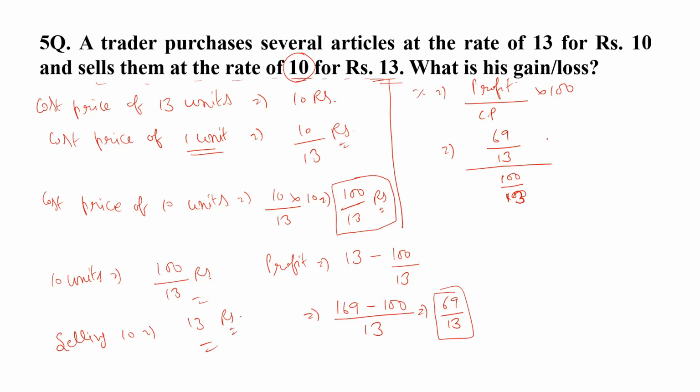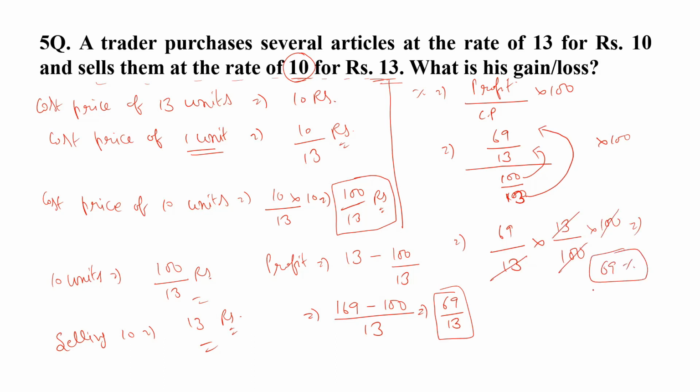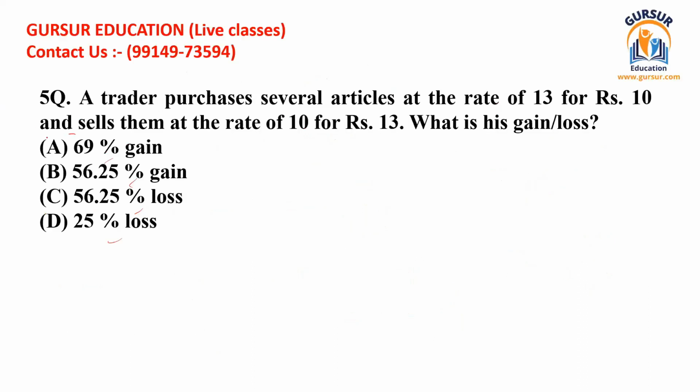You have to multiply all of this by 100. So in this case, that shall become the numerator, and that shall become the denominator. So you can write 13 here, you can write 100 here, and 100 should be multiplied. 13 can be divided with 13, 100 can be divided with 100. So 69 percent is the left out figure, and that is the profit percentage in this specific question. And that has been given in option A, so we shall select it as our answer.